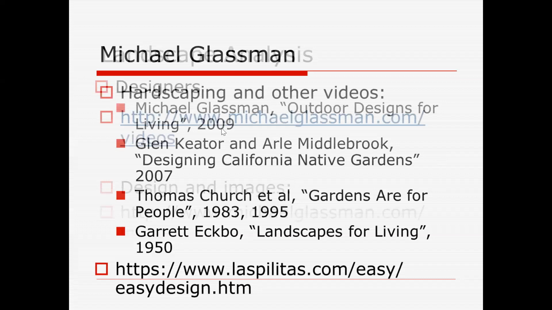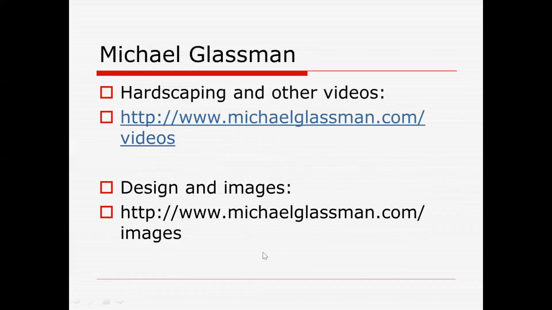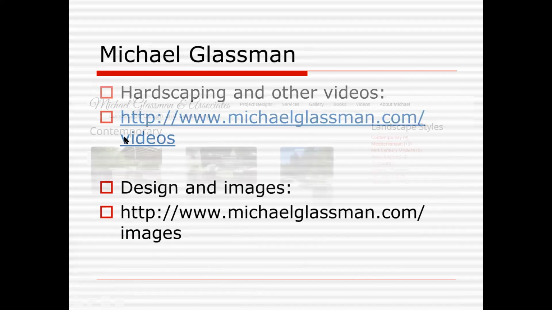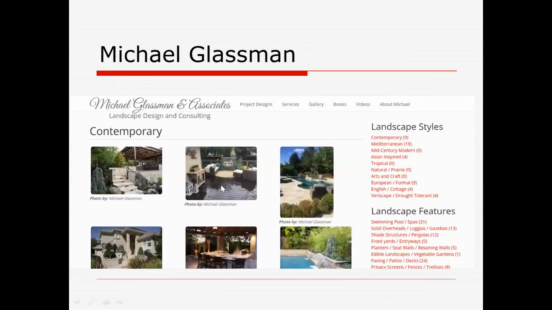Again, with Michael Glassman, he's got a nice website that has videos, and it's got designs and images. This is just a little picture of his website. These are his landscape styles. This is contemporary. If you are interested in putting a label to whatever landscape design you're coming up with, these are his labels. There are videos. You can see landscape features that you might want to incorporate into your landscape design.